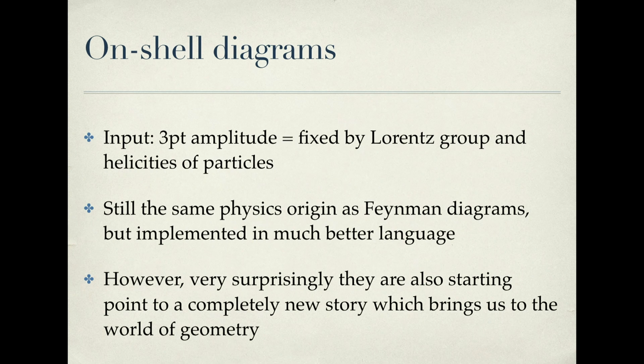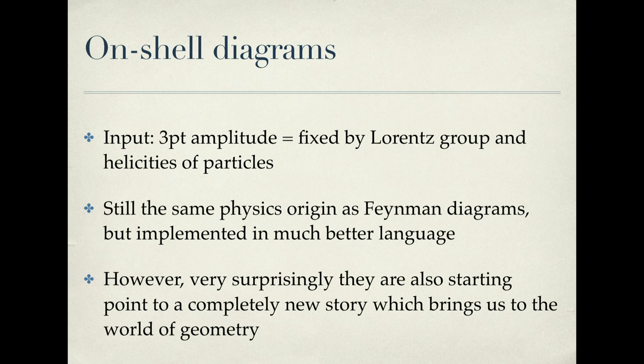Okay, so now the inputs are 3-point amplitudes, as I mentioned many times. This is fixed by Lorentz symmetry and the helicities. There is still the same physical origin as in Feynman diagrams, even though we are doing it in a different way. We are talking about 3-point amplitudes, not Feynman vertices. We are not talking about off-shell, but on-shell things. But there is still physics in the beginning.